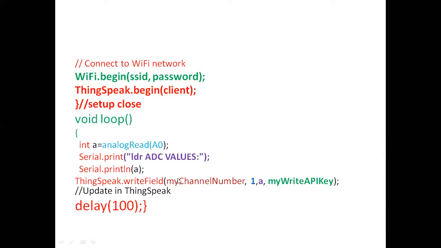We should give each one at a time only. We can send only one sensor data to the cloud using ThingSpeak.writeField. Now, to send multiple sensor data, you should give a delay for each and every sensor data. That is the actual concept. Are you able to follow?